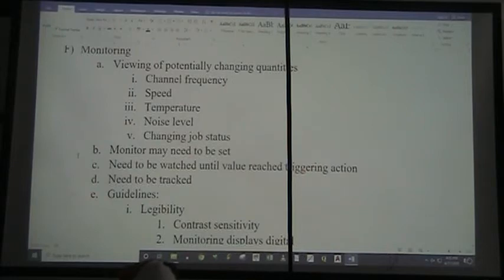All right, so monitoring. When we're monitoring, we may be viewing things that are potentially changing. It might be channel frequency, it might be speed, temperature, noise level, changing job status. No, that doesn't mean the display tells you you're fired, but that a job has gone from, all right, the job was held up, it was on a red, now it's changing to a yellow, and now it changes to green because we can go ahead again.